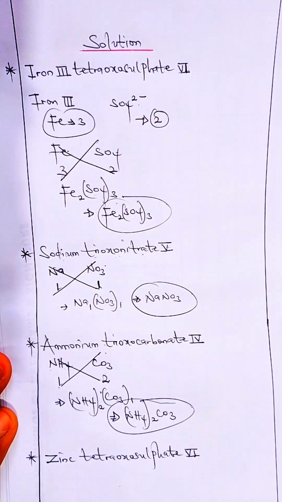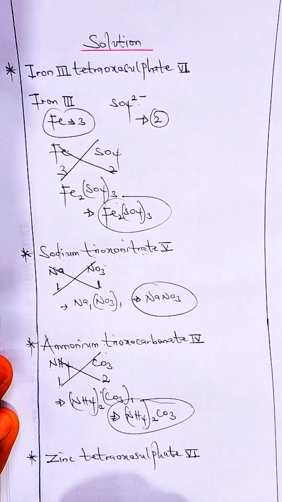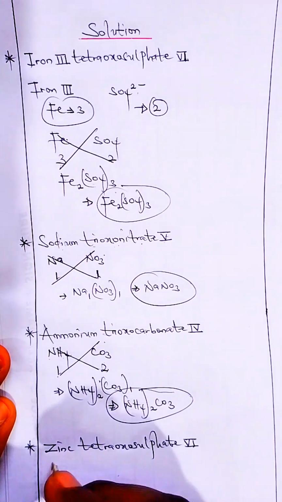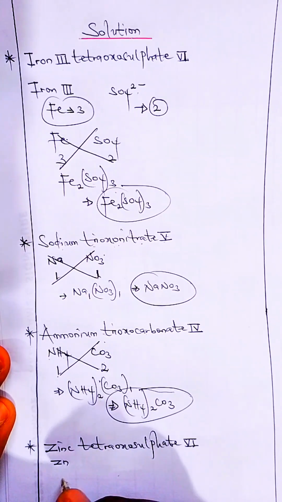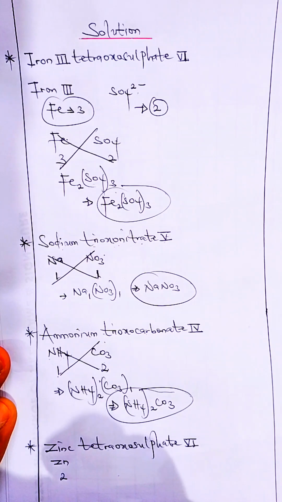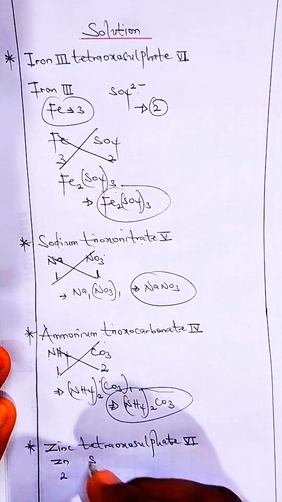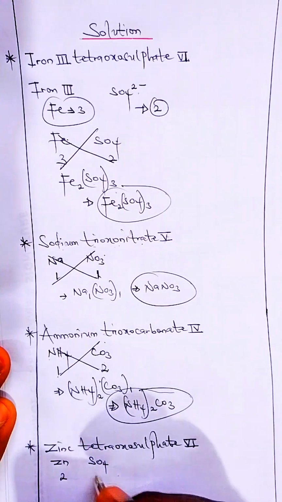Okay, this was the very last question we were given in our previous exposition on how to write the chemical formula for compounds. Now we are asked to write the chemical formula for zinc tetraoxosulfate 6. So first of all, we're going to get the valencies for each of them. So what's the valency for zinc? Zinc is Zn. Valency for zinc is 2. Zinc is a metal. It's a cation. Then tetraoxosulfate 6, SO4. Valency is 2.